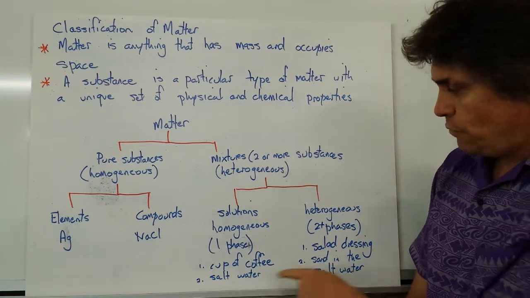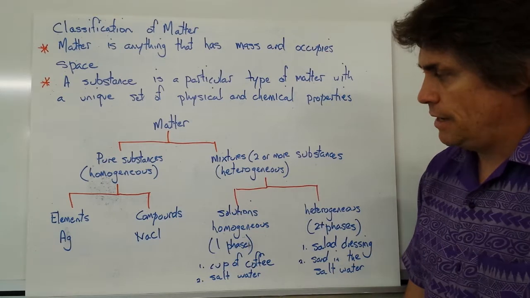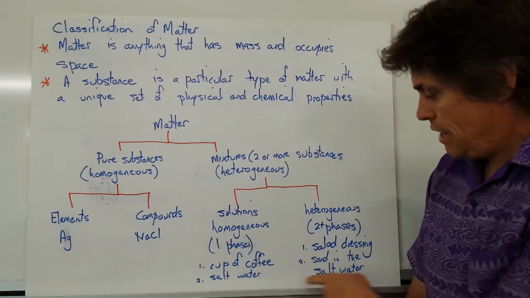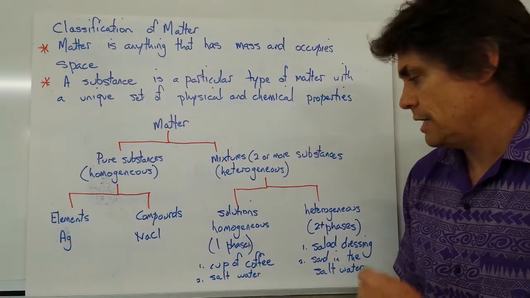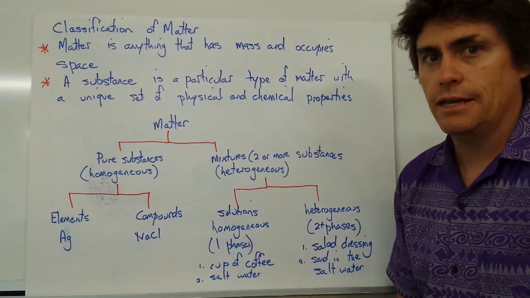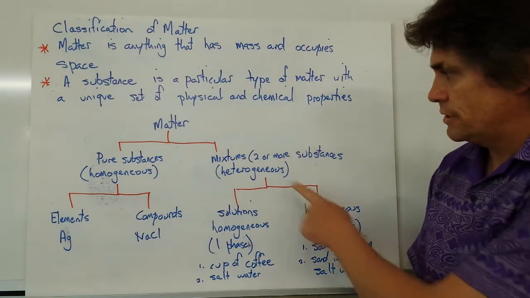Now another good example, if we add to our salt water over here, which was our homogeneous mixture, or one phase, if we add sand into that particular salt water mix, they don't actually mix together into one single phase. Instead, they're two separate phases. So we call that a heterogeneous mixture.